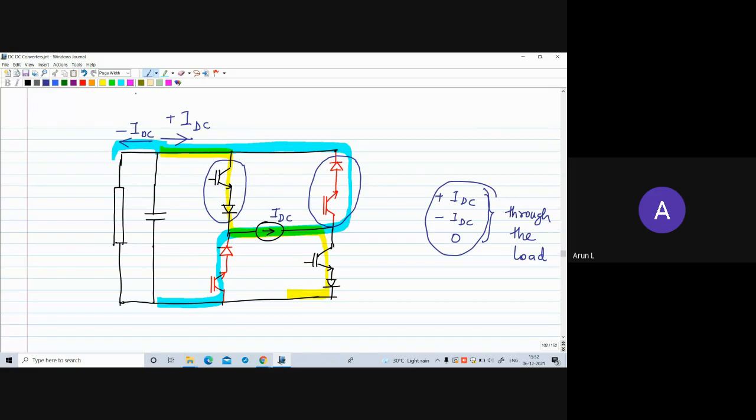See how zero is possible. If you turn on these two switches, there will be freewheeling of this current source in this path. Or if you turn on these two switches, there will be freewheeling here. So in that case, you will have zero current from this source flowing through the load. So you can have either plus IDC, minus IDC or zero flowing through the load using this arrangement. And unidirectional current is flowing through this DC side.